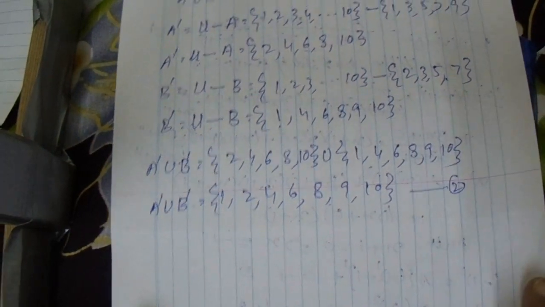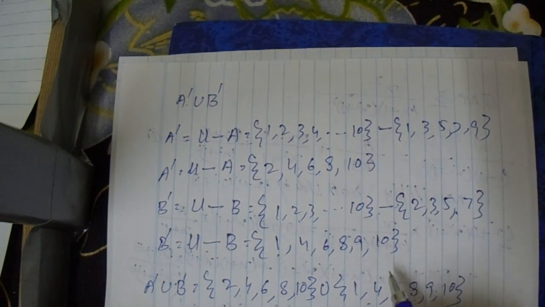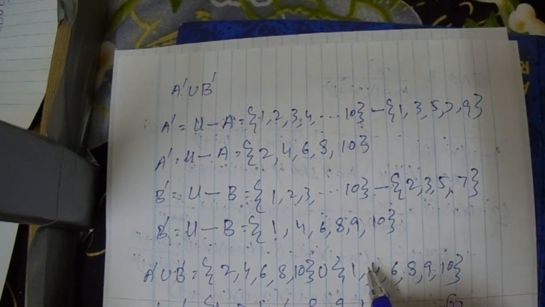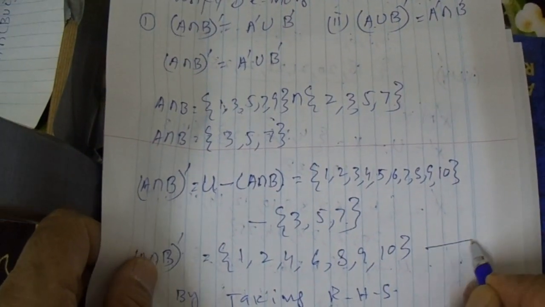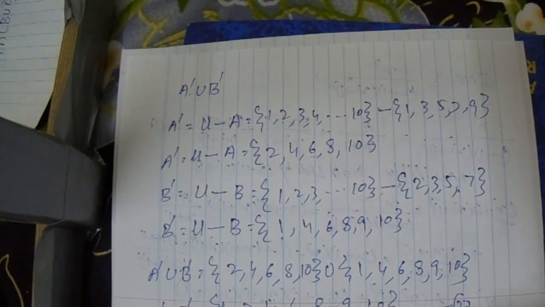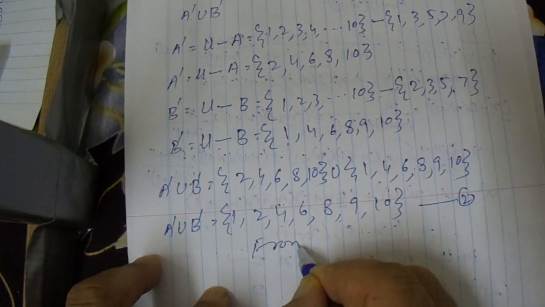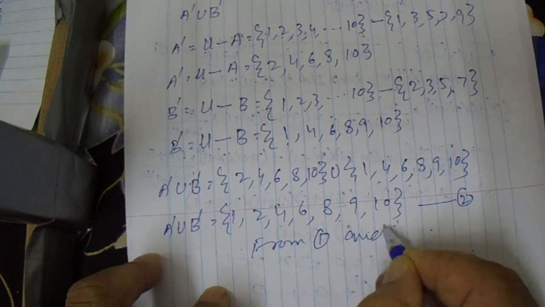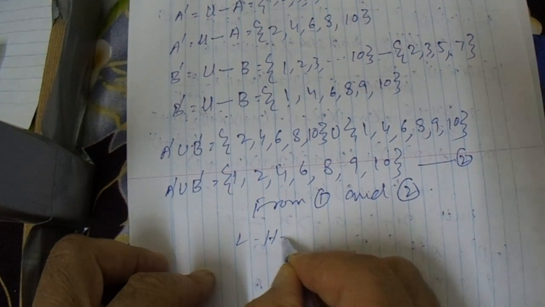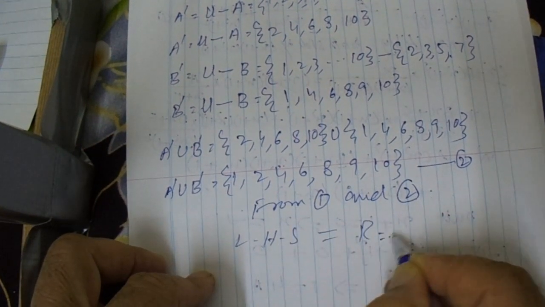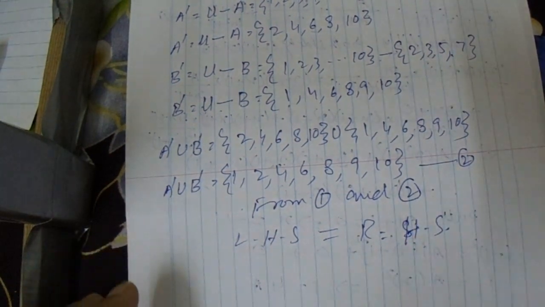And this is our first result, and this is our second. Now from 1 and 2, left hand side is equal to right hand side.